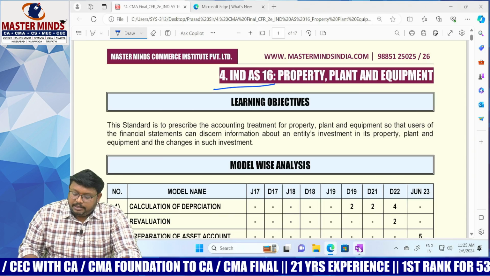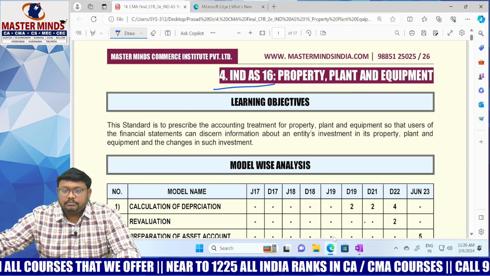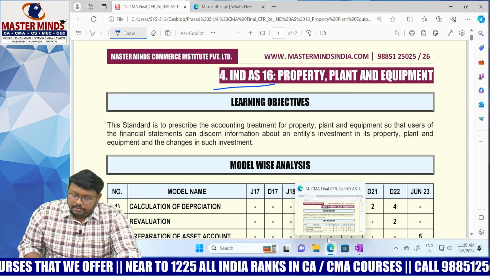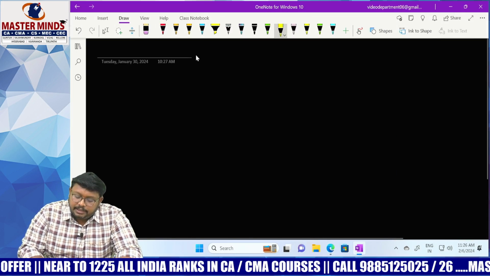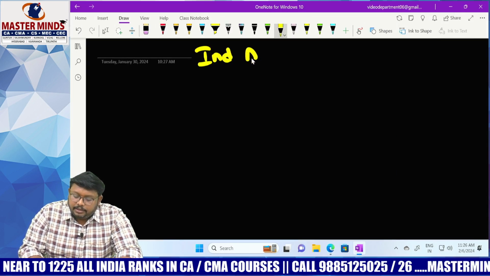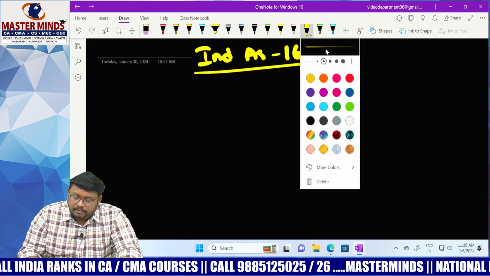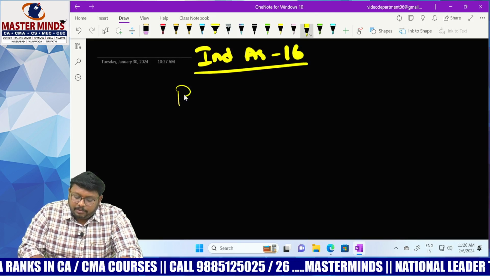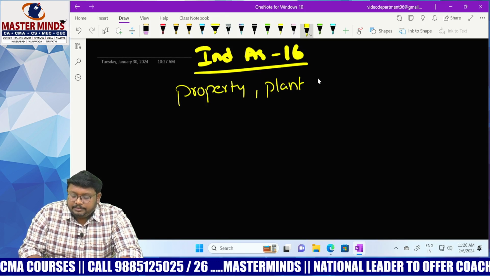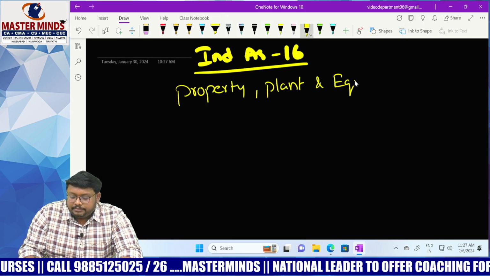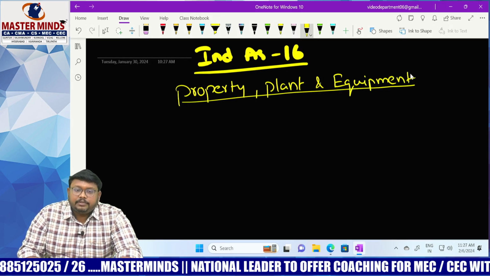So here, in order to understand this standard, first of all, we need to go with the elements. What is relating to the assets? Our current topic that we are discussing is Ind AS 16, which deals with property, plant and equipment. Okay.